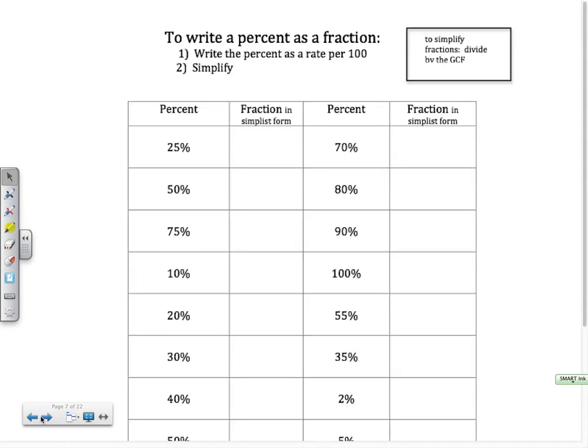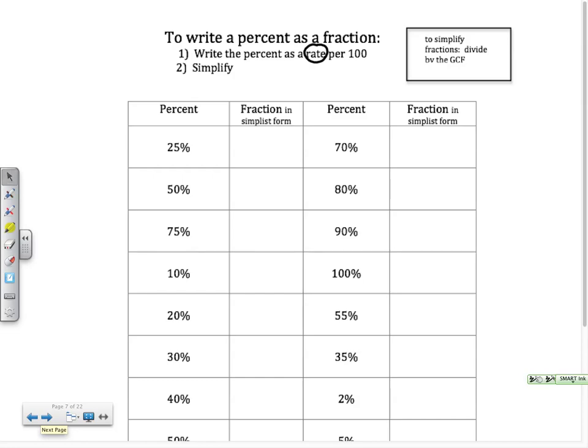It says to write a percent as a fraction, write the percent as a rate per 100. So we know a rate compares two different amounts or units. This time our rate always has to be out of 100. Then number 2, we simplify.